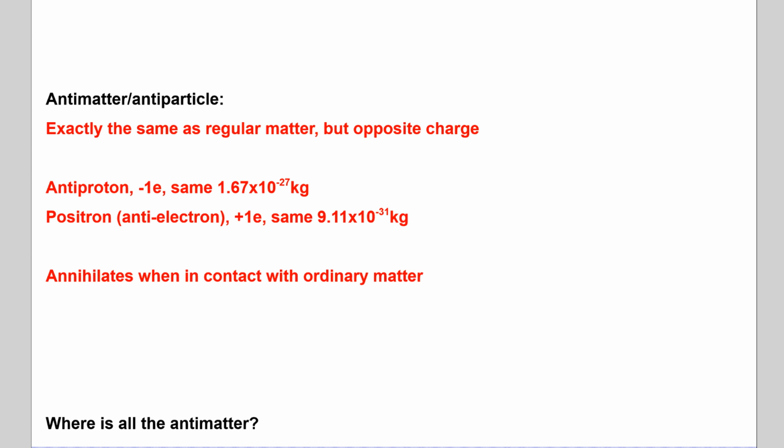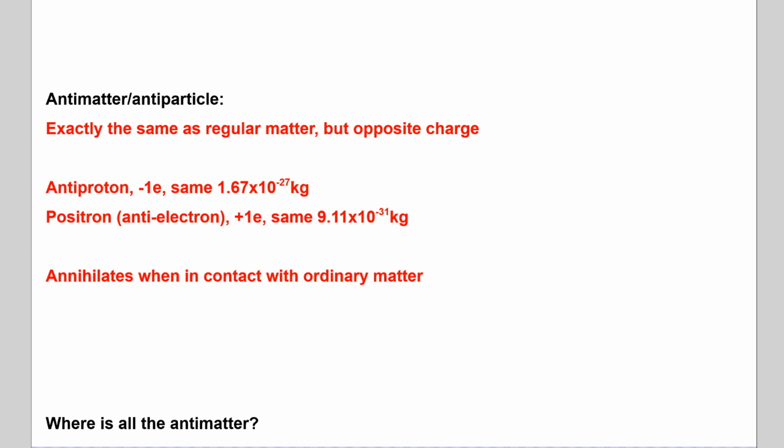Antimatter is the same as regular matter, but with opposite charge. So an antiproton is not an electron, it's a negative proton. It would go in the nucleus of an atom. An antiproton has a charge of -1 elementary charge, but the mass is the mass of a proton, 1.67 times 10 to the -27 kilograms.